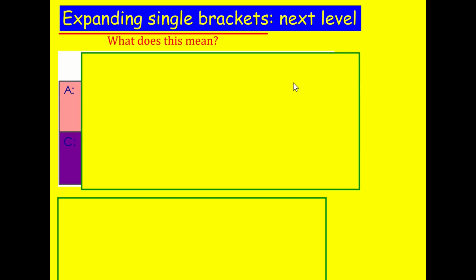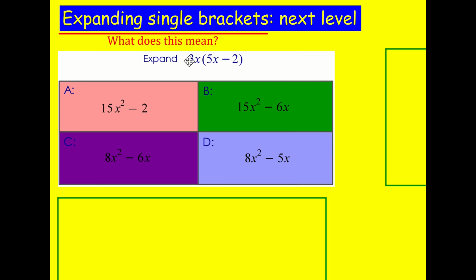All right, well, here's an example of expanding single brackets. So we've got a bracket and then we've got something on the outside. And essentially we're multiplying everything inside the bracket by the thing outside the bracket. So is the answer to this one A, B, C, or D?